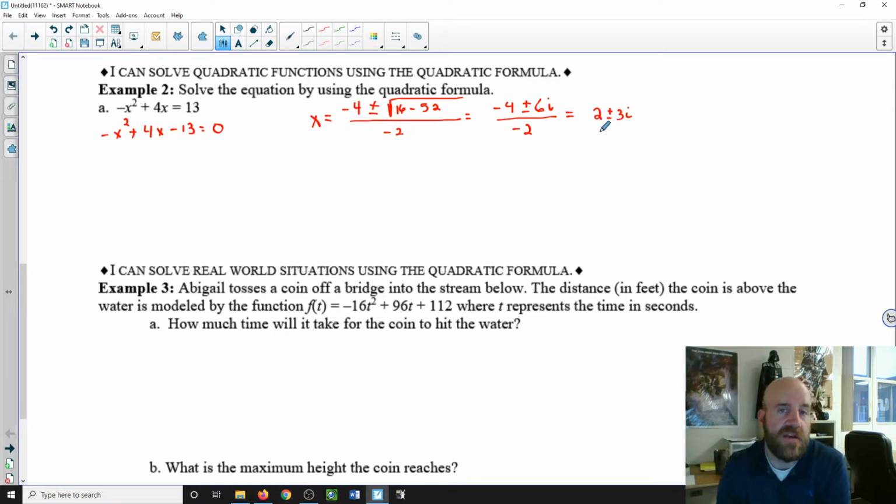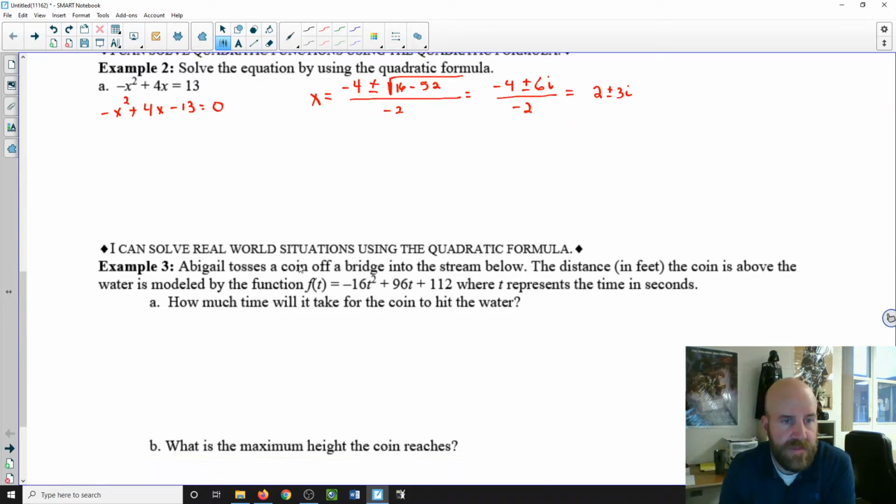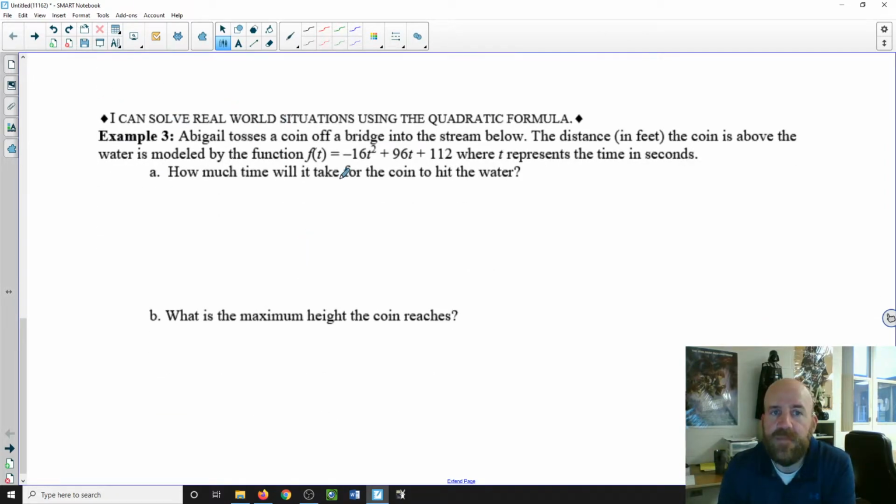So it is possible to get complex numbers in this. In example 3, Abigail tosses a coin off of a bridge into a stream below. The distance in feet the coin is above the water is modeled by this function, f of t, where t represents time in seconds. So how much time will it take for the coin to hit the water? So we need to calculate when height is 0. So we're putting a 0 in for f of t. And we're trying to find the x-intercepts.